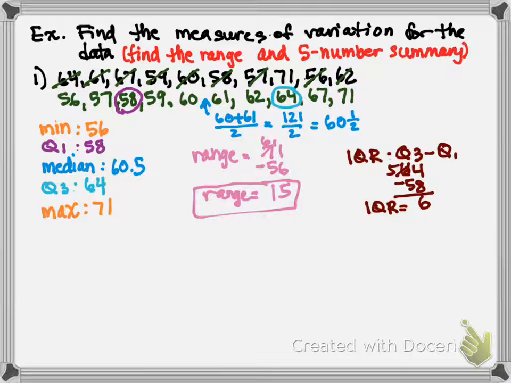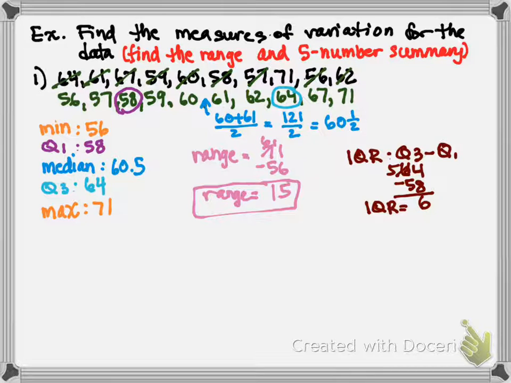Okay. Now remember what we talked about. I'm splitting my data into 4 equal groups. So there's 2 numbers in the first grouping, 2 numbers in the second, 2 numbers in the third, 2 numbers in the fourth. Okay, so that's pretty cool.